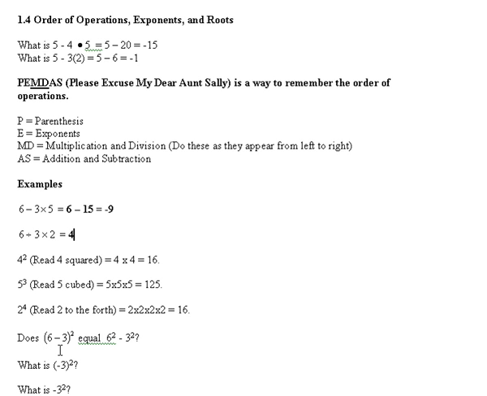6 minus 3, the quantity squared, does that equal 6 squared minus 3 squared? No, it doesn't. So what does it equal? It actually equals, well, do what's in the parentheses first. Well, 6 minus 3 is 3, and 3 squared is 9, is the right answer to that problem.